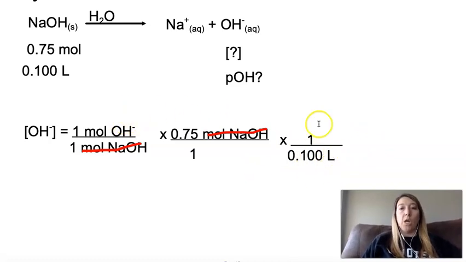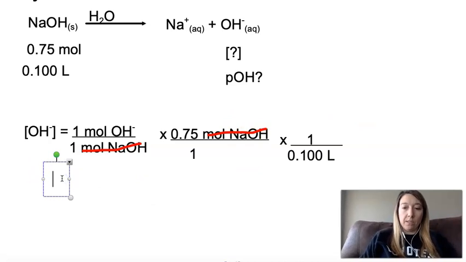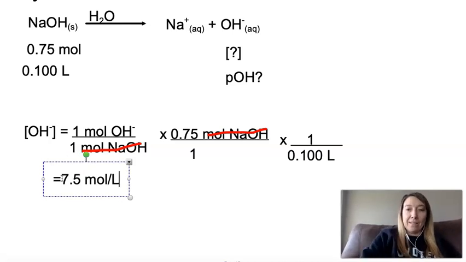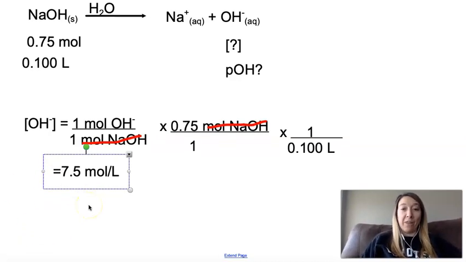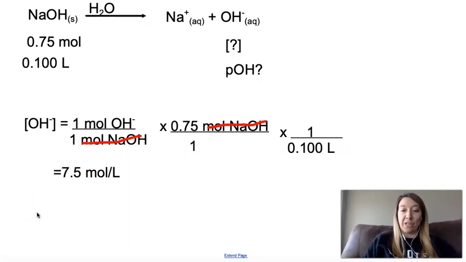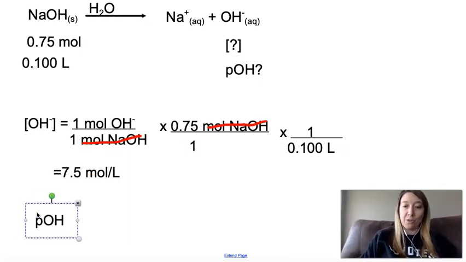So now we look at this, we wind up with moles per liter. So we do this calculation and we get that the concentration is 7.5 moles per liter. That is a very concentrated solution when we think about acids and bases. So based off of that comment, you should be expecting that you're going to get a pretty extreme pOH, okay?